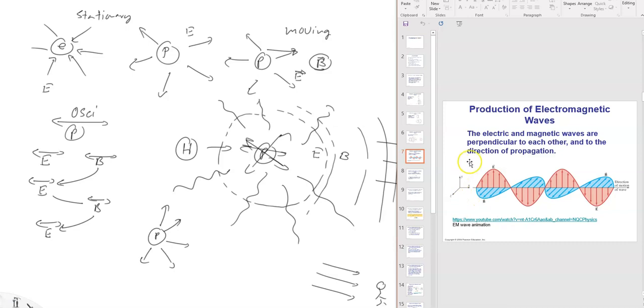So here's a 3D diagram showing that this oscillating electric and magnetic fields, they're perpendicular to each other, they're recreating each other. So electric field is moving in the y direction, up and down. Magnetic field is moving in the z direction. As a result, the wave moves in the x direction.